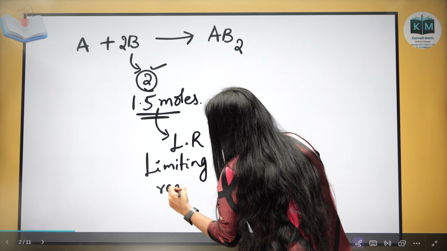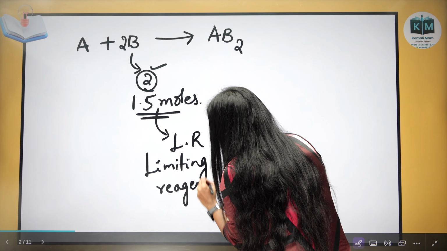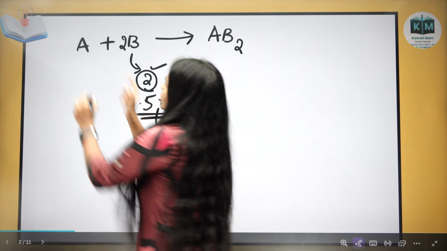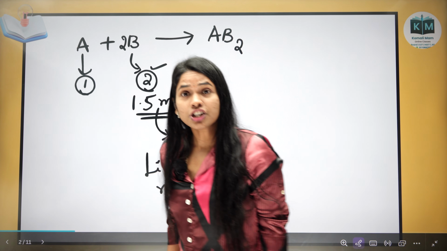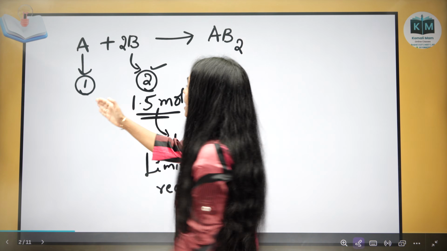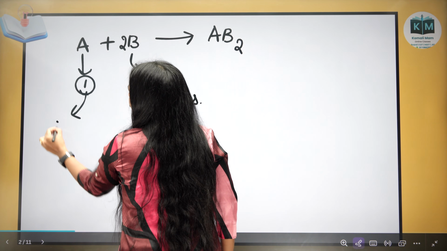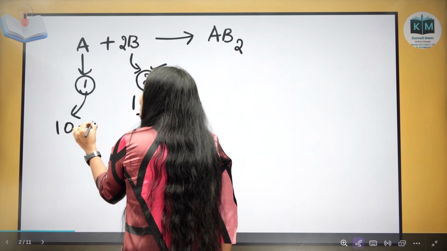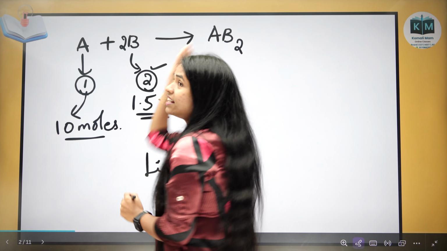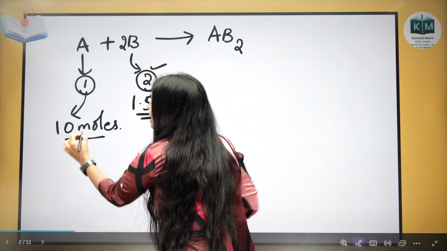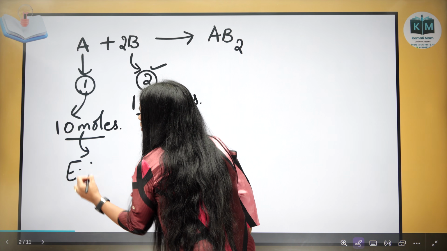Limiting reagent. And let's see, A, how much is needed? Just 1 mole is needed according to the reaction. But instead of 1 mole, it is given as some 10 moles in the question. So A is present in excess than required by the balanced chemical reaction. So here A is an excess reagent.